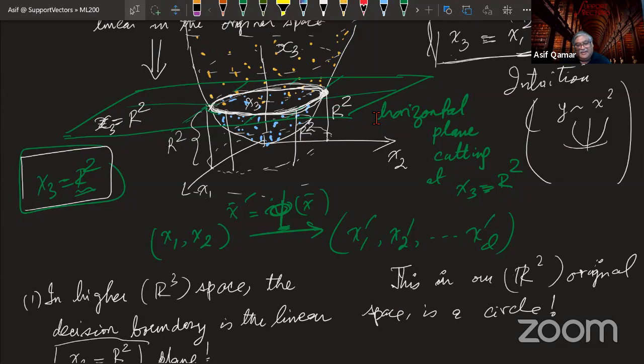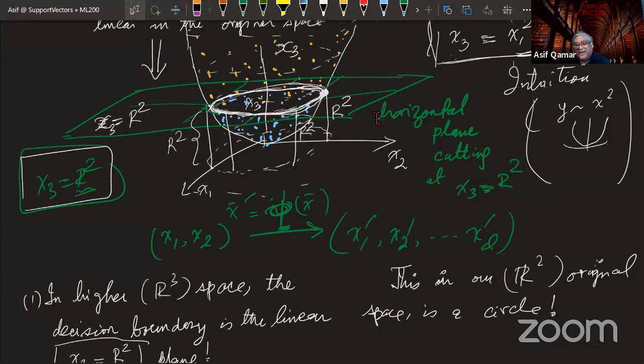X3 is a plane. Is that obvious, Satpal? X3 is equal to r squared, a constant decision boundary. It is a flat surface in 3 dimensions, and therefore the decision boundary is a linear decision boundary. That green surface, the green plane that you see, is the decision boundary.